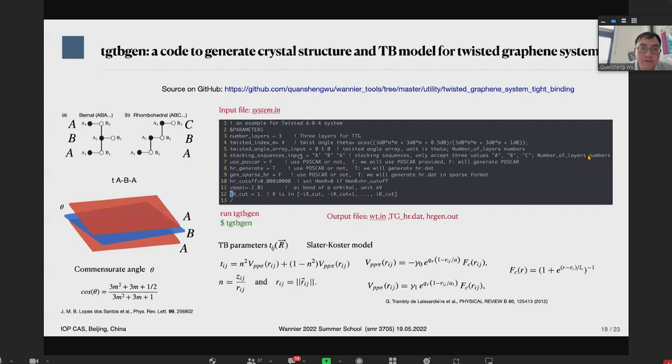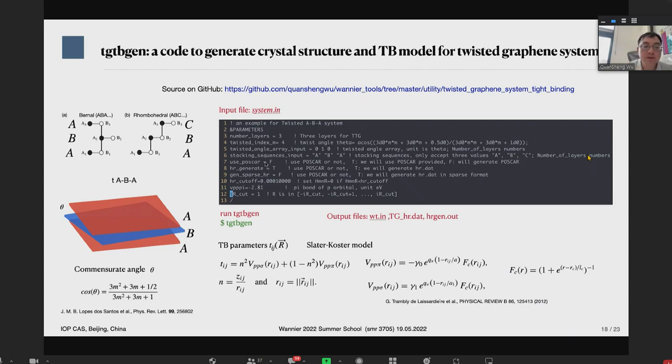And the stacking sequence is ABA, because we know that in graphene we have two kinds of stacking. This is the AB, called the Bernal stacking, otherwise the rhombohedral stacking, ABC stacking, okay. So we only accept three letters, ABC.